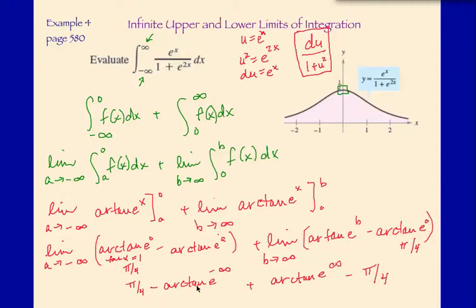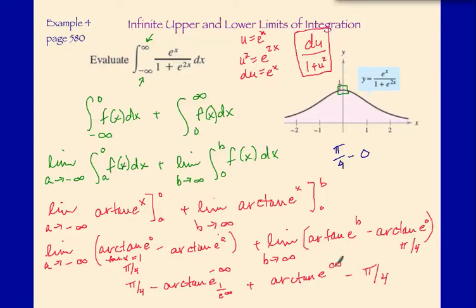Now to finish this off, since e to the negative infinity is really 1 over e to the infinity, which is really 0, we're taking the arctan of 0. And we remember once again, where is tangent equal to 0? At 0. So let me change colors and go up here. I have pi over 4 minus 0, because this becomes arctan of 0.